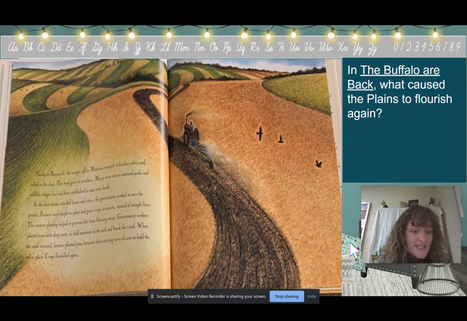As the dust storms attacked farms and cities, the government worked to save the prairie. Farmers were taught to plant and grow crops in curves instead of straight lines. The contour plowing helped to prevent dirt from blowing away. Government workers planted trees with deep roots to hold moisture in the soil and break the wind. When the rain returned, farmers planted grass between their curving rows of corn to hold the soil in place. Crops flourished again.